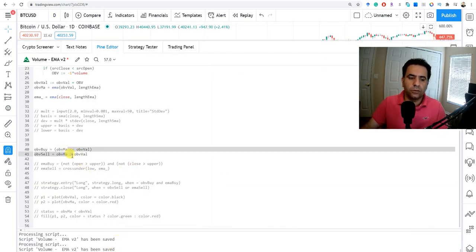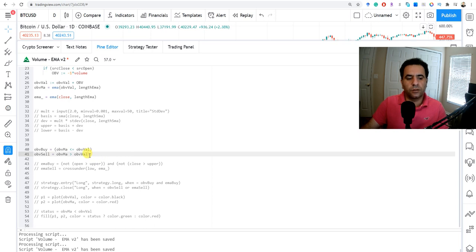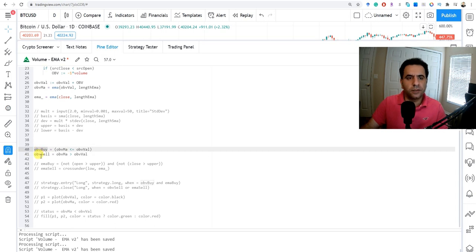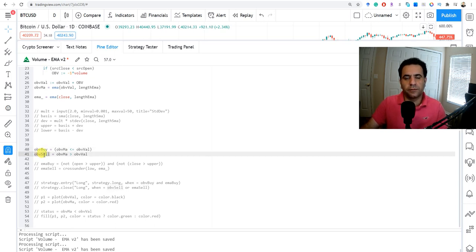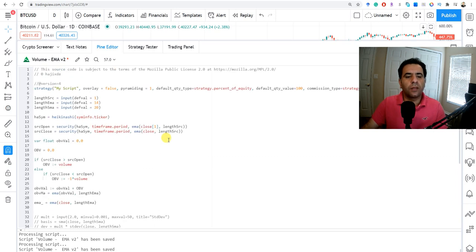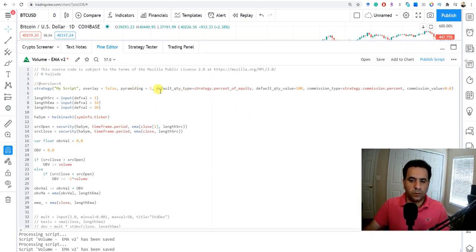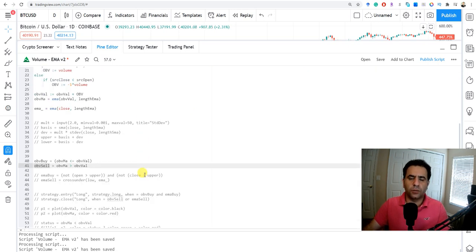So these two signals, or these two flags, are here. When this one is true, it means we need to buy something. If this one is true, it means we need to sell what we have. In this part, I said that the parameter is 1. It means that we only buy one. We have only one purchase. And the quantity of the investment is 100% of the equity. And the commission rate is 0% for now. I just want to see how it works.